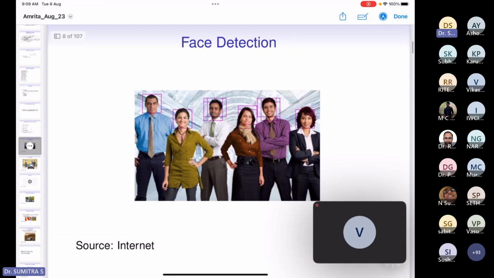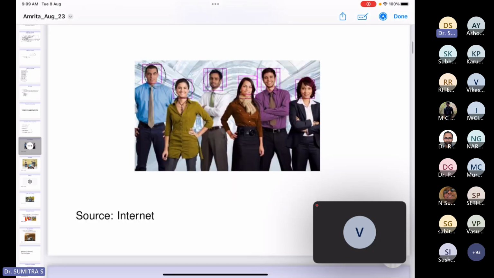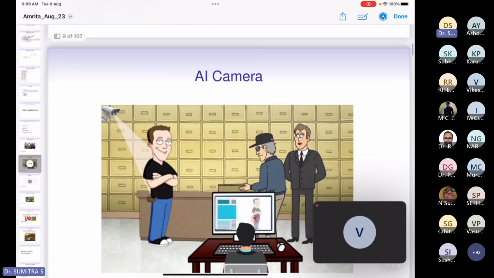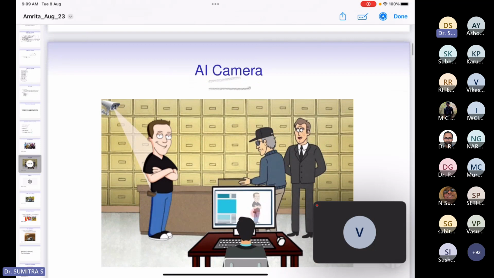Not only this, even in an image, it has to detect the face. Or all of you have seen AI cameras: a person is coming, but he has hidden some weapon here, so at once it has to trigger an alarm. Something is hidden here.